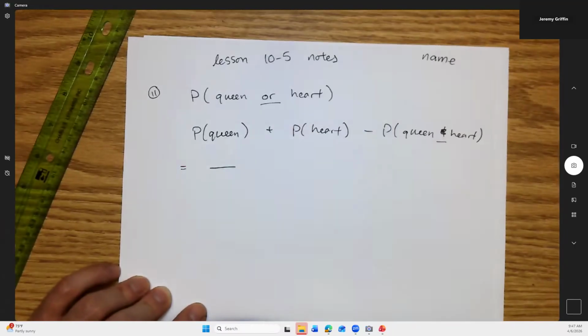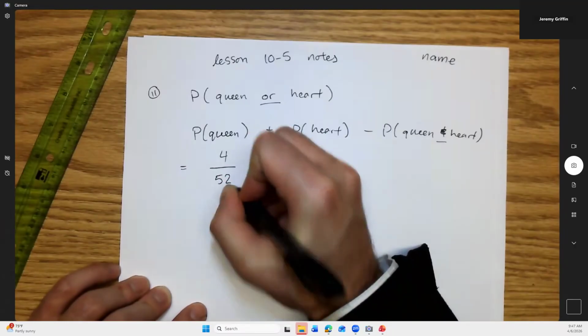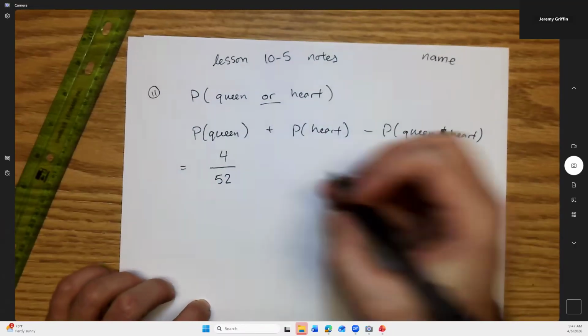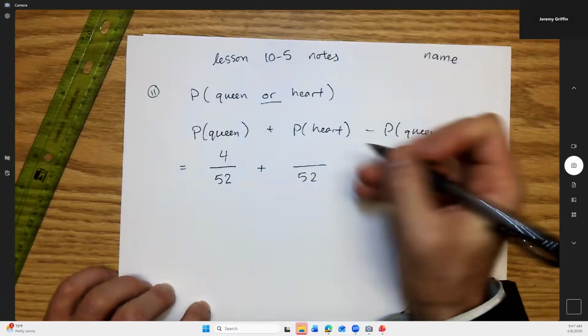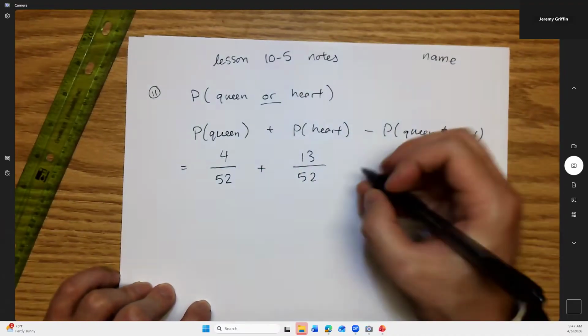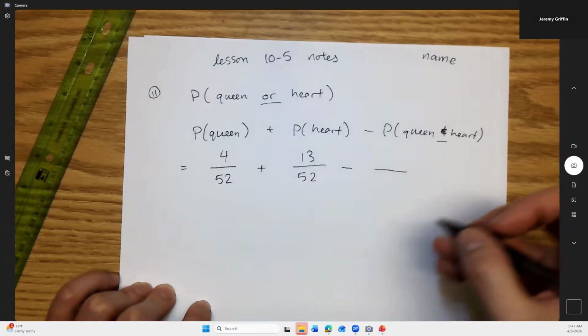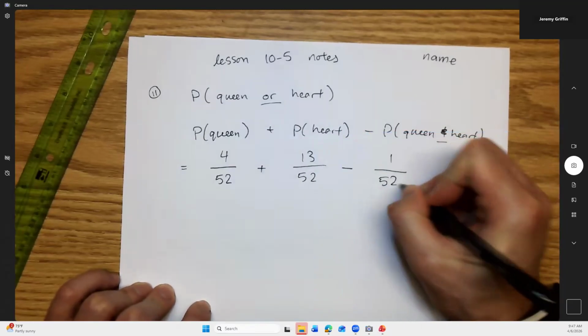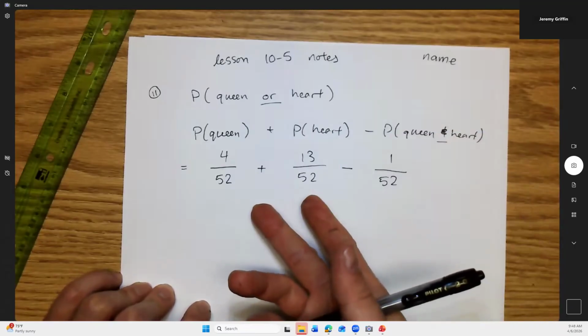What over what? How many queens out of how many cards? Yeah, 4 out of 52. Right, it's 4 queens in a 52 card deck. How many hearts in a 52 card deck? 13. Okay. But how many queens are hearts? 1. So I don't want to double count it, so I have to subtract it off. Because otherwise it's counted here and it's also counted here.